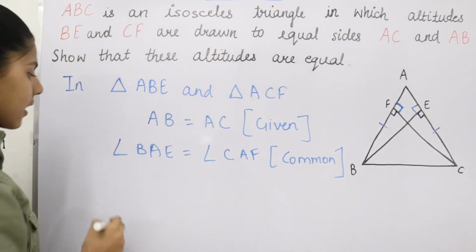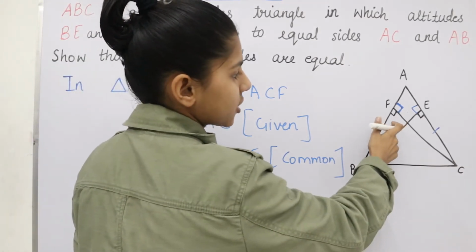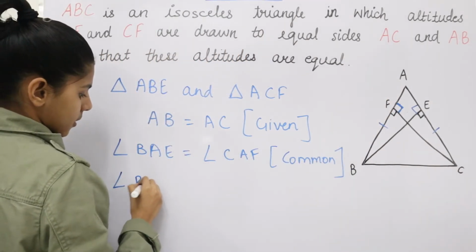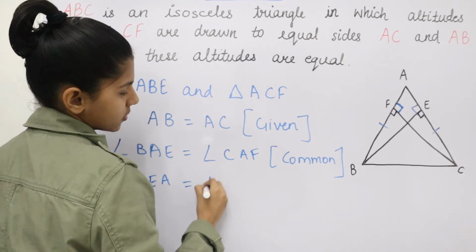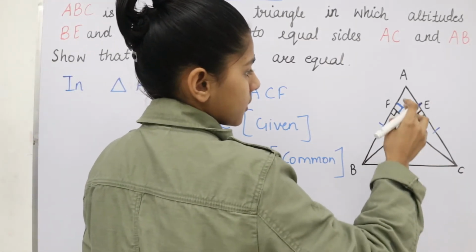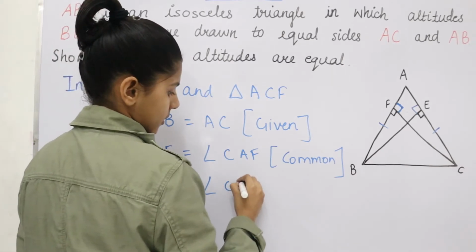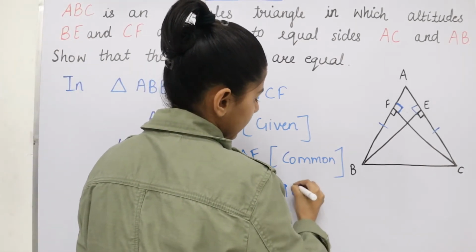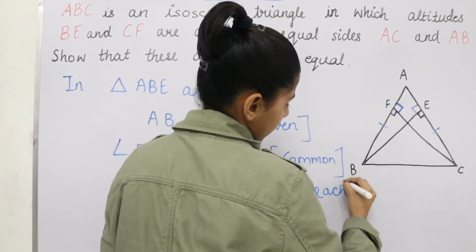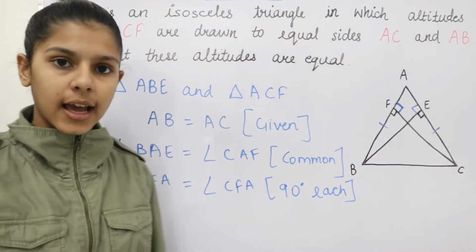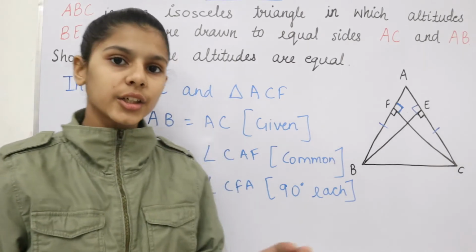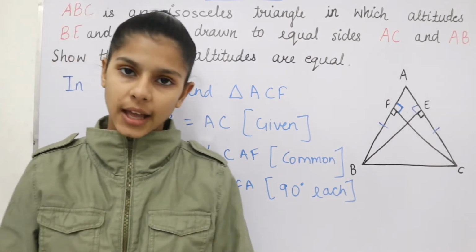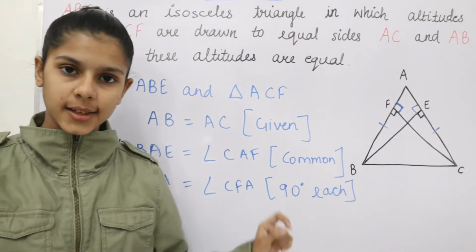So what we can write is angle BEA is equal to angle CFA, and in the bracket, what reason will we write? We will write 90 degrees each, because they both are 90-degree angles, formed on an altitude. The altitude BE and the altitude CF are forming these 90-degree angles. So they both are 90 degrees each.